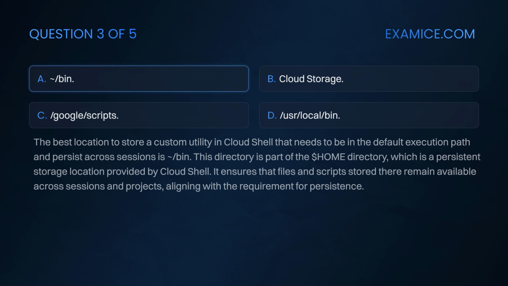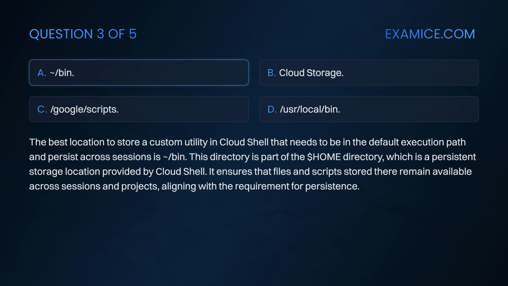The best location to store a custom utility in Cloud Shell that needs to be in the default execution path and persist across sessions is ~/bin. This directory is part of the $HOME directory, which is a persistent storage location provided by Cloud Shell. It ensures that files and scripts stored there remain available across sessions and projects, aligning with the requirement for persistence.